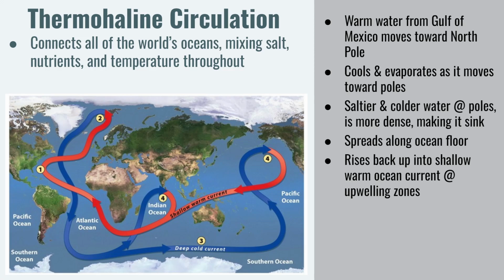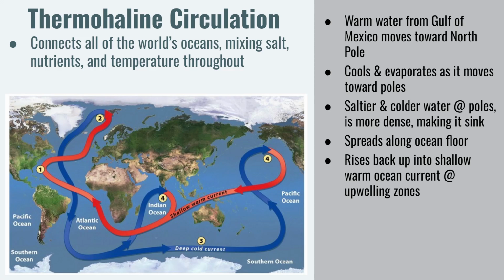What happens though is eventually this cold, deep water is going to have to come back up to the surface, especially at these upwelling zones where it's going to replace the warmer water that is being blown away from a landmass. This is going to bring up colder temperatures, nutrients, and oxygen with it, and again, it just contributes to this global mixing of the world's oceans.